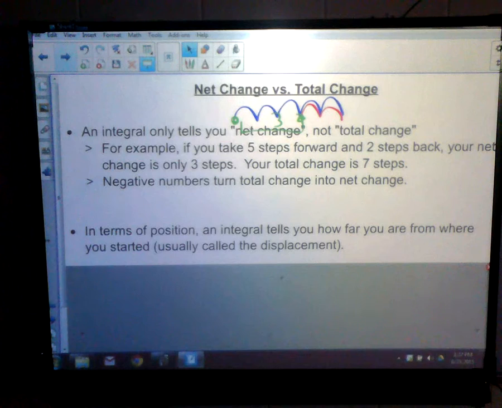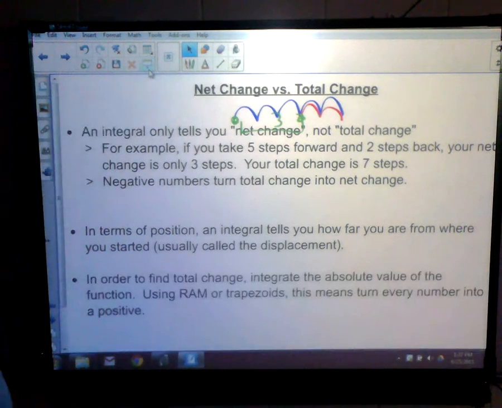In terms of position, an integral tells you how far you are from where you started. Not how far you've traveled, but how far you are from where you started. That's called the displacement. In order to find total change, let's get rid of the negative numbers. So anything that you see that's a negative number, we're going to treat it as a positive number. Now we're doing total change, not just net change.